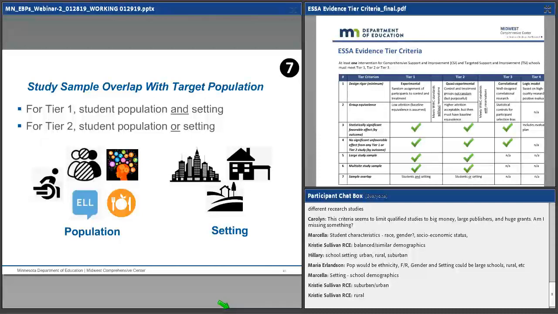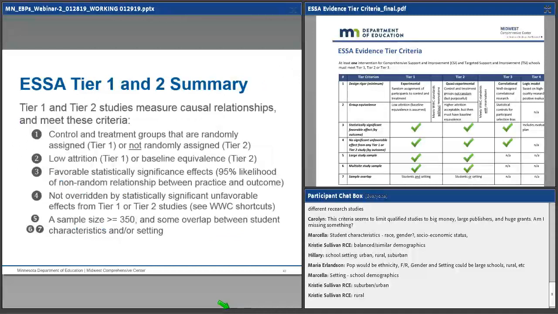So getting back to criterion 7, though, we see that, again, this is a relatively straightforward criteria to understand. When there's overlap between population and setting, you can qualify for Tier 1. If it's only one or the other, then you can only qualify for Tier 2. So I just want to summarize what we went through really quickly. You can look at this slide for a quick summary of the bars for each of the criteria.